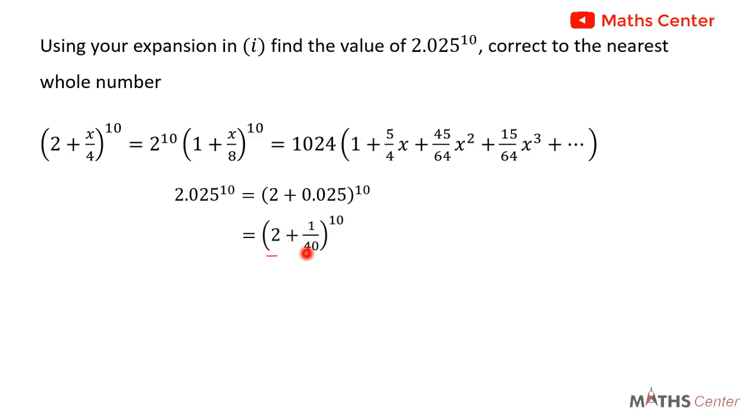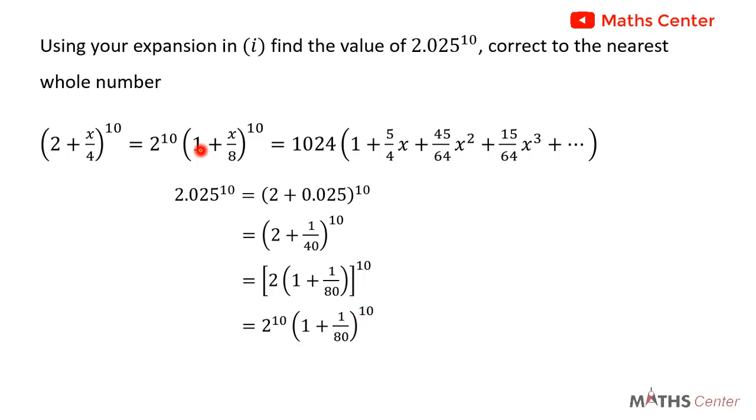We want to express this in the same form as this. To get that, we are going to factorize 2 out. When we factorize 2 out, we are going to have 2 into brackets 1 plus 1 divided by 80. So look at it, 2 times 1 gives us 2, and 2 times 1 divided by 80 gives us 1 divided by 40. The exponent 10 is here. From indices, we know that this can be written as 2 exponent 10 into brackets 1 plus 1 divided by 80 exponent 10.